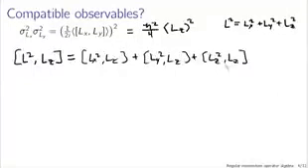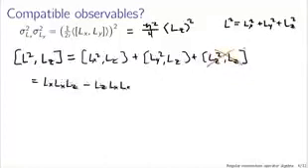Now the commutator of Lz squared with Lz is just going to be 0. This term drops out. This is going to be Lz, Lz, Lz minus Lz, Lz, Lz. These two commutators we have to treat in a little more detail. So let's expand them out. This is going to be Lx, Lx, Lz minus Lz, Lx, Lx. And this is going to be Ly, Ly, Lz minus Lz, Ly, Ly.